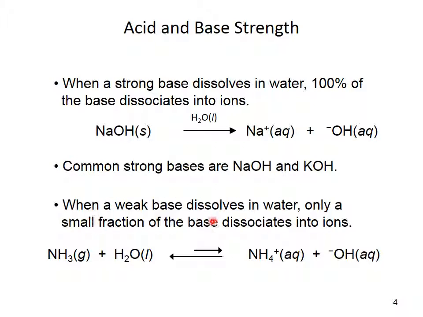When a weak base dissolves in water, though, again, we have an equilibrium ongoing, and only a small fraction separates. What do we see when we put ammonia in water? We find that only some of it breaks apart like this. The majority actually is left stuck together and not as ions.